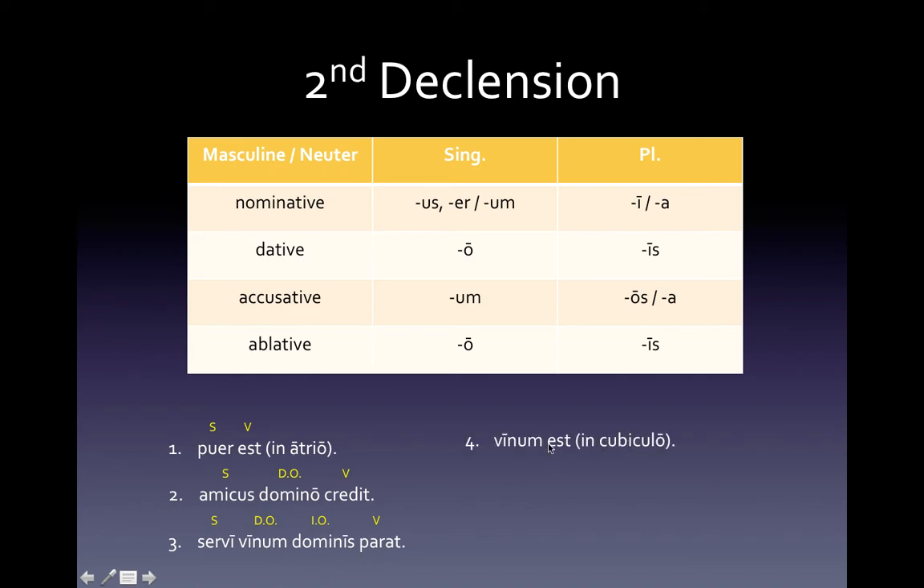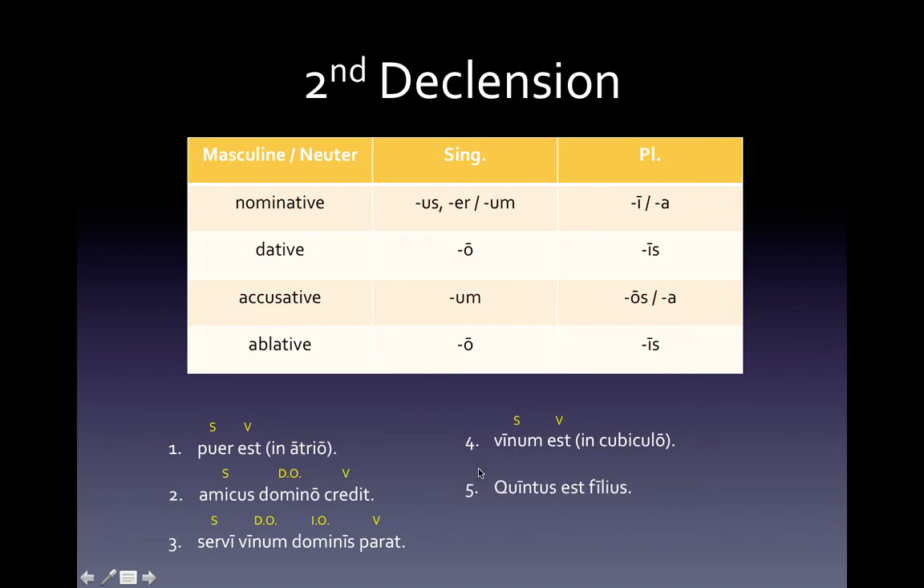Vinum est in cubiculo. Vinum is a neuter noun, so that's how we know that it could be nominative or accusative, but this isn't an action verb. This is just a linking verb. It's just the verb to be. And the sentence translates, wine is in the bedroom. So it's not receiving any sort of action. This type of sentence with this type of verb does not need a direct object.